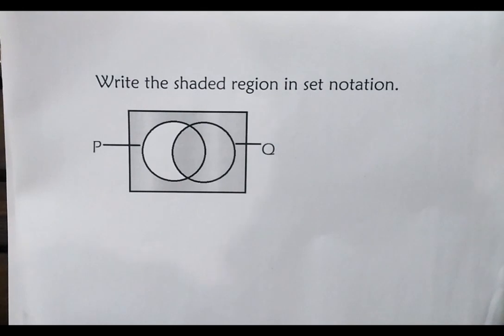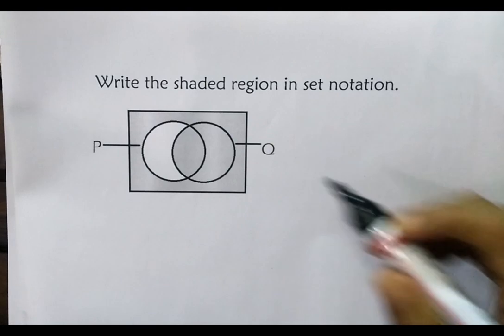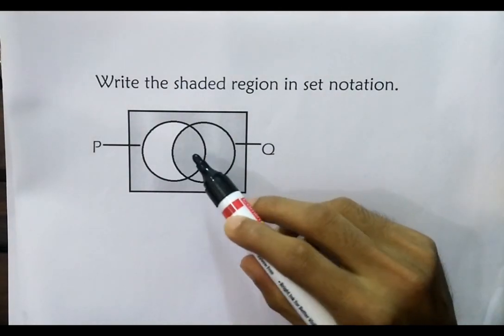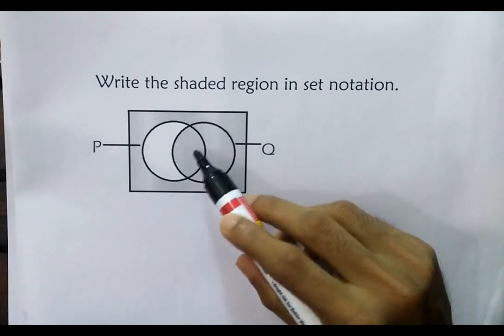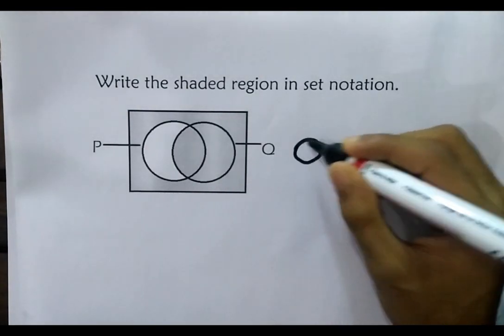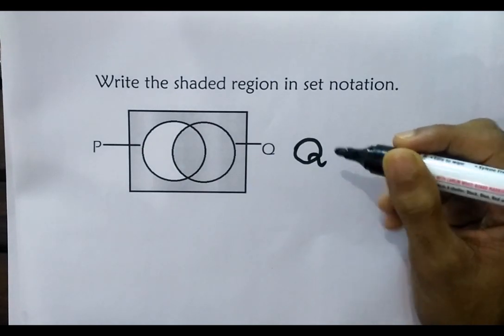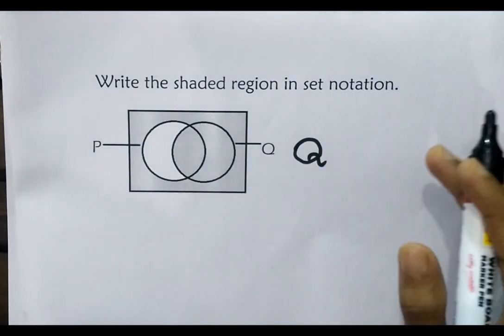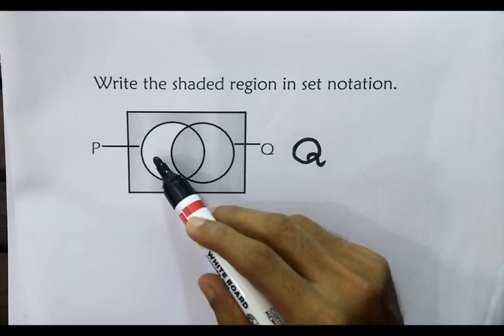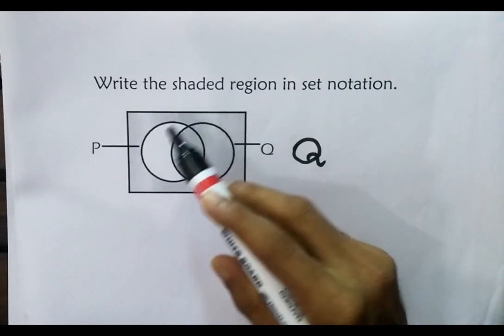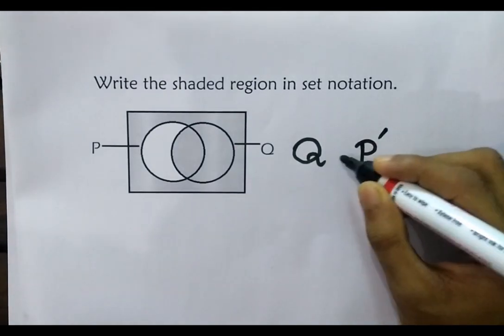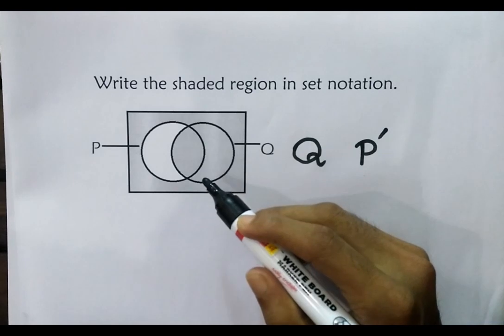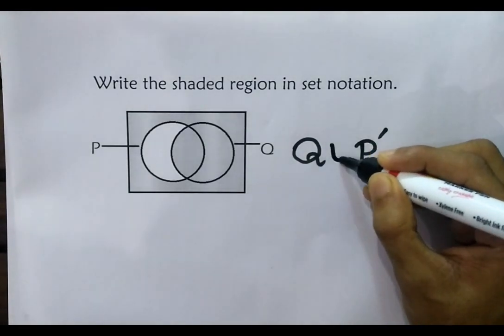Okay, so the next question, you can see, write the shaded region in set notation. So how to write this in set notation? You can see both the cells related to Q, and they have shaded them both. That means they have shaded the entire Q part. After that, you can see they haven't shaded the P part, except P. So except P means the outer layer is there. So how to join them both? If we put intersection, then this part won't come. So we have to join them with a union.